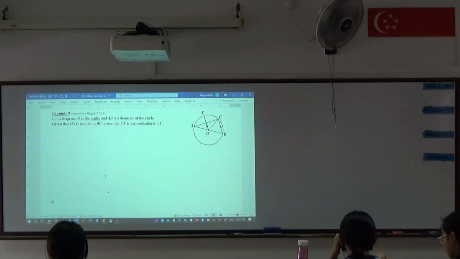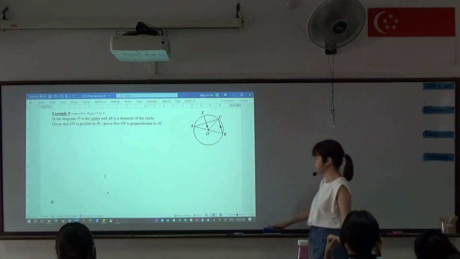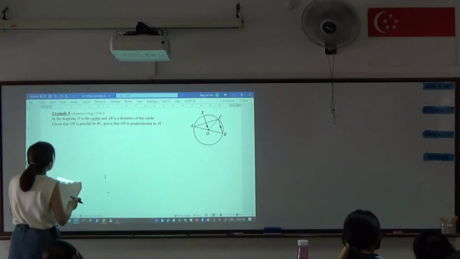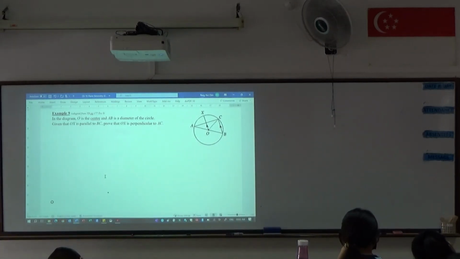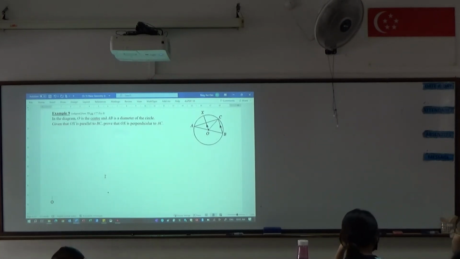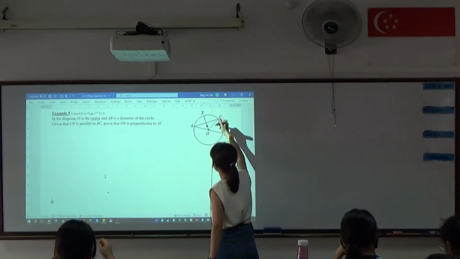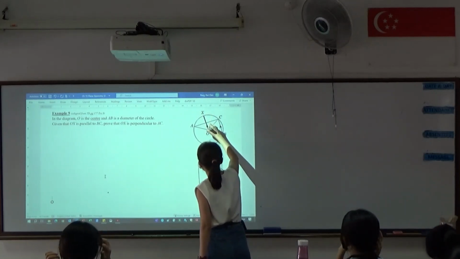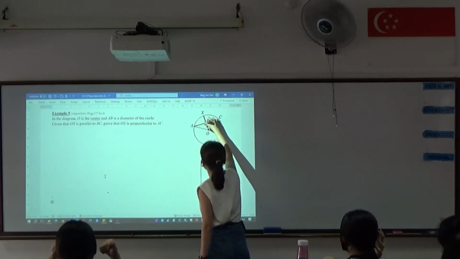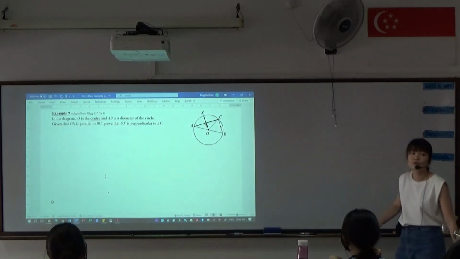Okay, so let's look at example 9. We are given this diagram where O is the center and AB is the diameter of the circle. Given that OX is parallel to BC, we want to prove that OX is perpendicular to AC. This indication that I've made in black is what we want to go about proving.